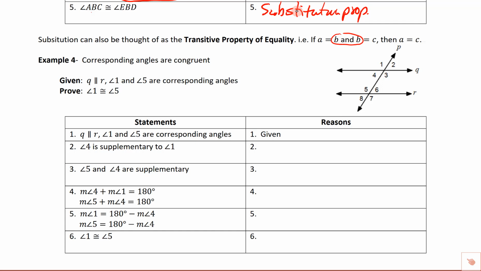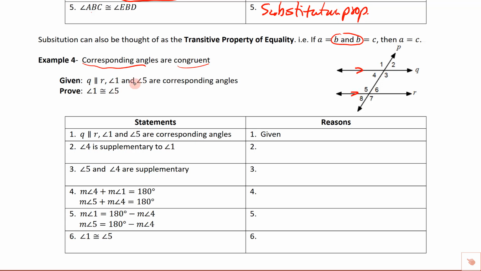So let's take a look at this one. We want to prove that corresponding angles are congruent. So we need to start with the fact that they're corresponding, and we need to prove that they're congruent. So line Q is parallel to line R. So these two are parallel, so I better mark that over here.